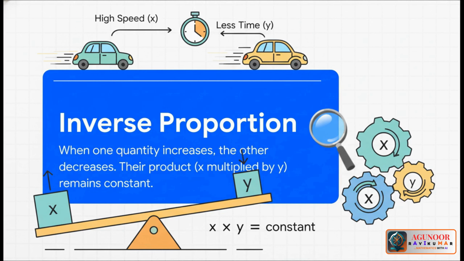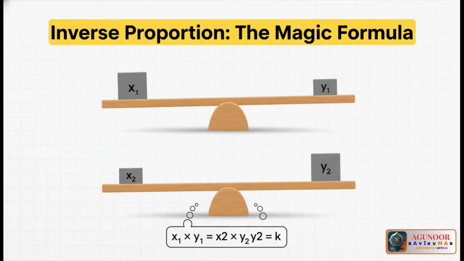With inverse proportion, it's not the ratio that stays constant, it's the product of the 2 things, what you get when you multiply them. And that idea gives us our magic formula for inverse proportion. X times y is always the same number, our constant k. So the product from our first scenario will always equal the product from our second.